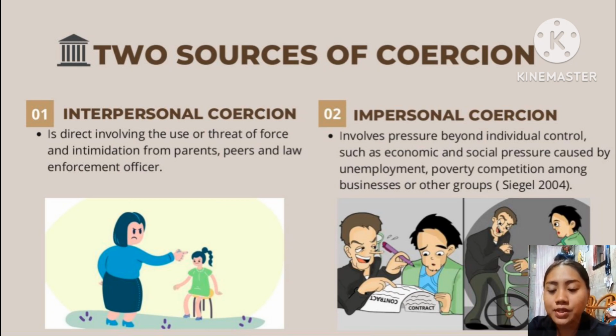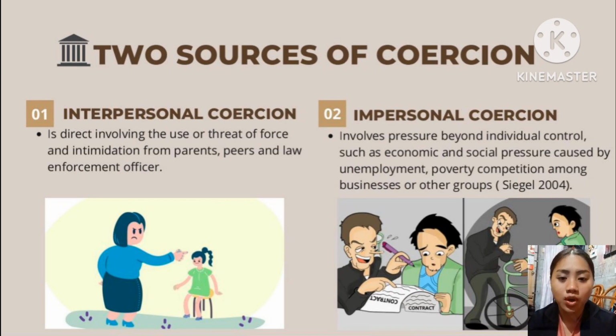First is the interpersonal coercion, which is direct, involving the use or threat of force and intimidation from parents, peers, and law enforcement officers. Now, ito ay madalas na nangyayari in a direct interpersonal relationship na meron ng isang tao, such as your family, your peer groups, your neighbors, and all the other people around you. It is basically a peer pressure of an individual that controls and makes them commit a crime.